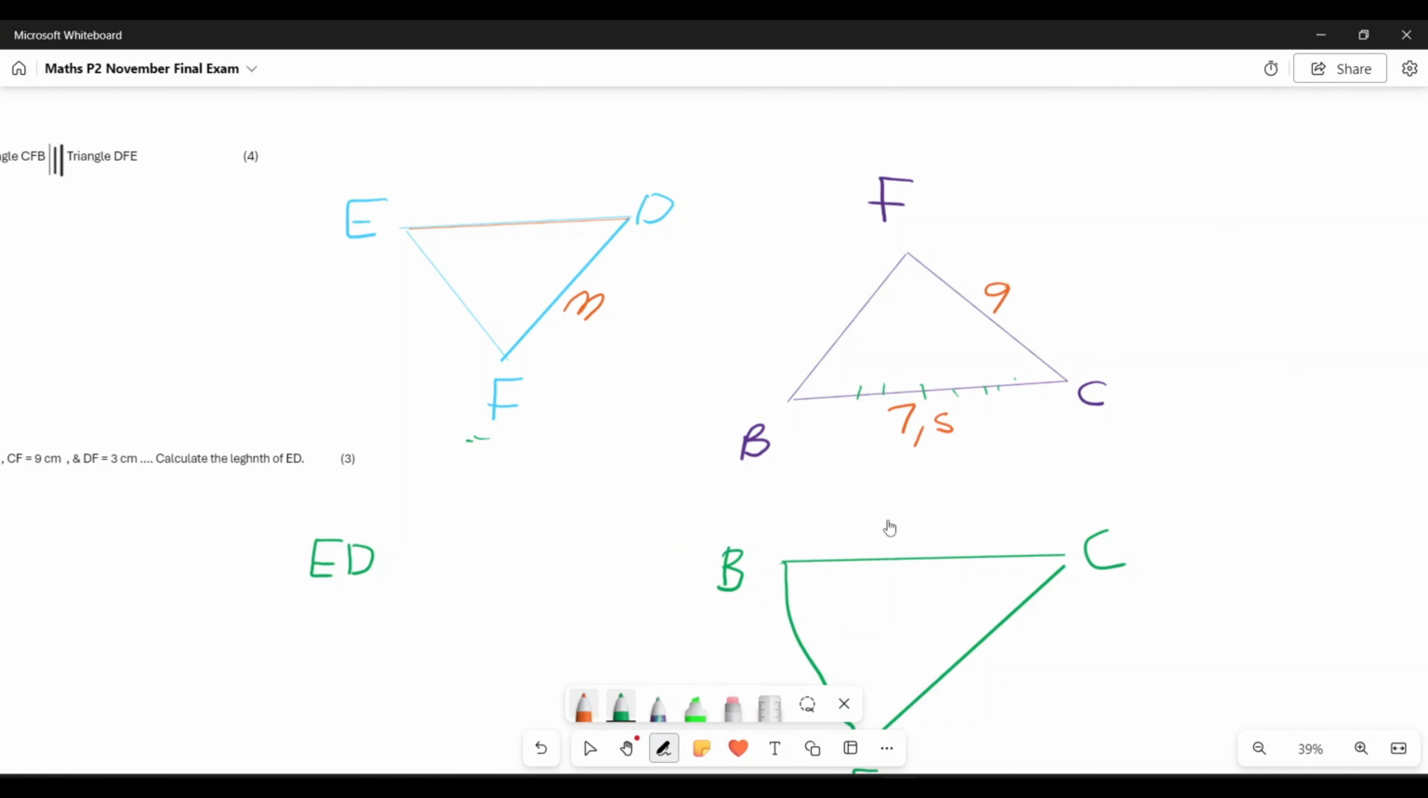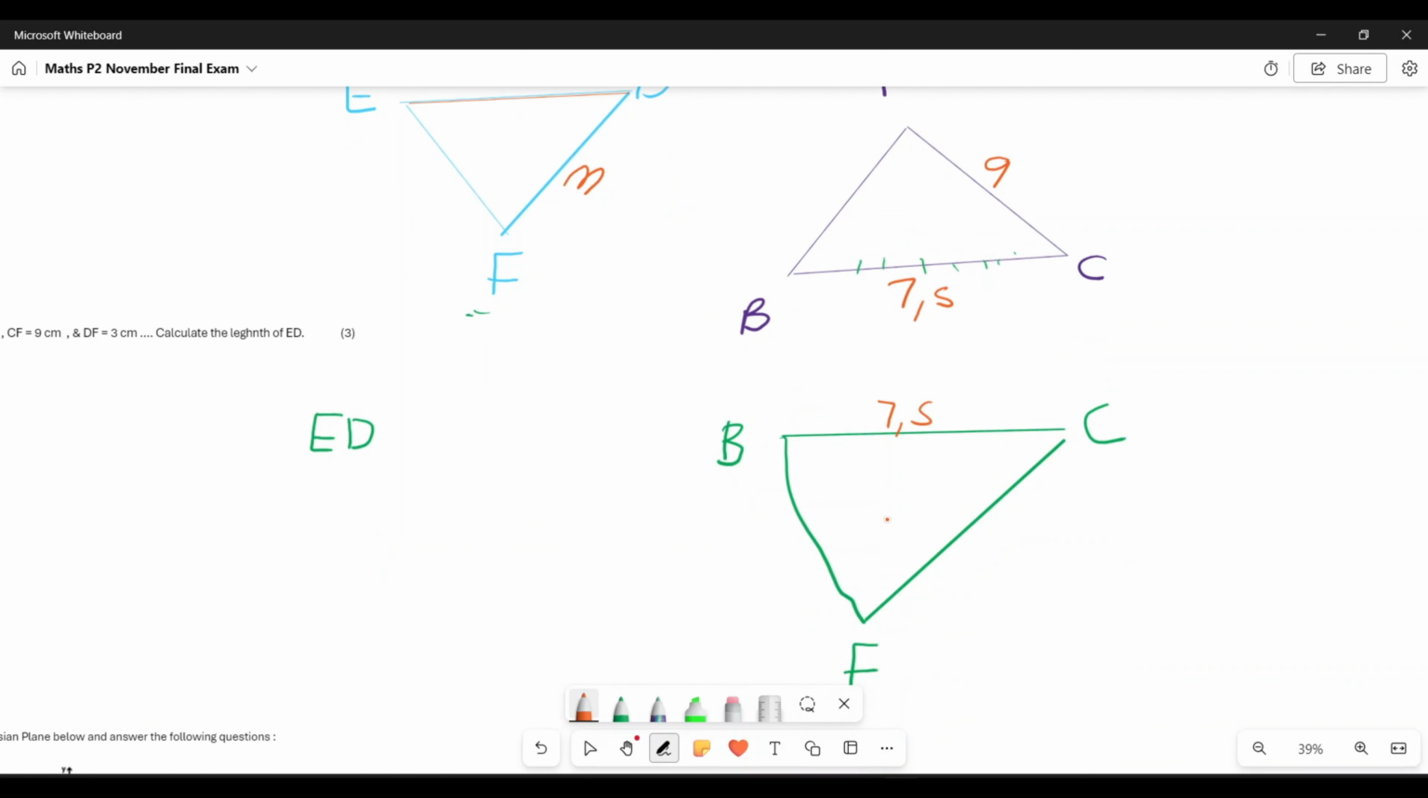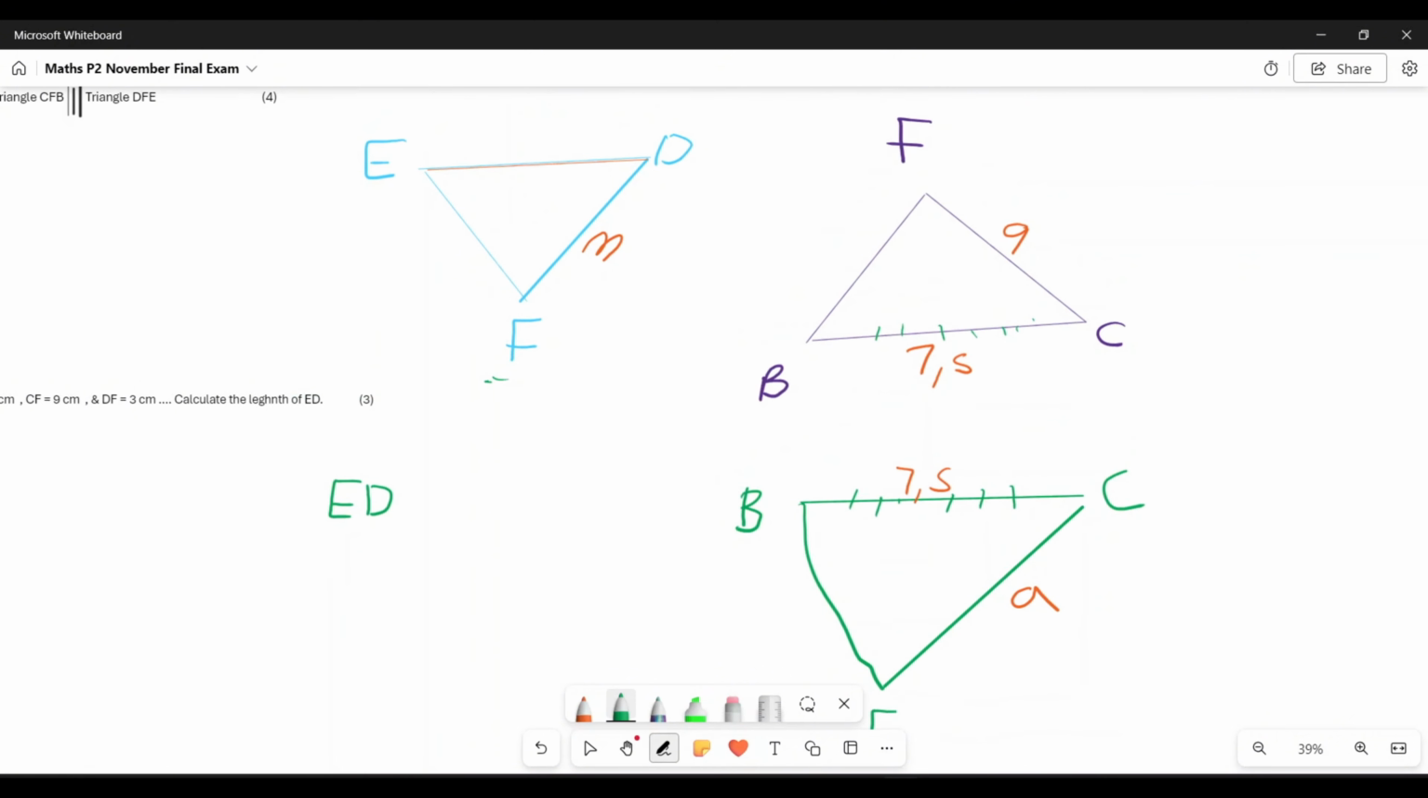And now I know that my length from B to C is 7.5, and my length from F to C is 9. Hence I said, what is the side that corresponds to ED in this big triangle? It's going to be BC. BC is the side that corresponds to ED. So I'm going to divide this by BC, equals to, now, what other side do I have values for? I have the value of my FC.